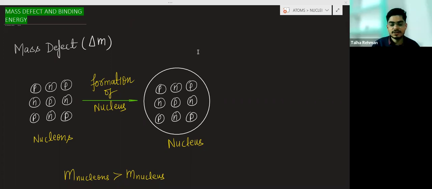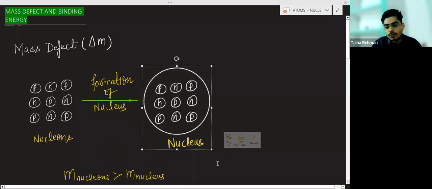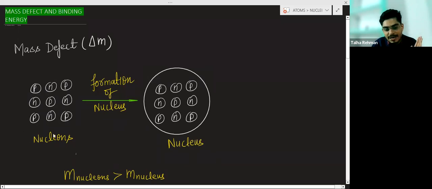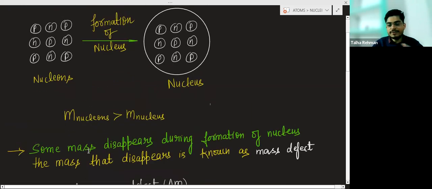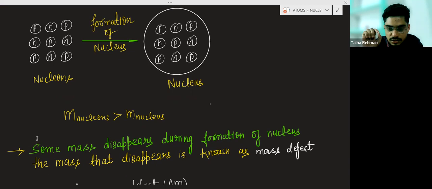So mass defect is basically this. In the formation of the nucleus, some mass disappears. That mass is known as the mass defect. And what is the value of mass defect? Because nucleons have more mass than the nucleus, to calculate the mass defect you calculate the mass of nucleons minus the mass of nucleus. So for the definition, some mass disappears during the formation of a nucleus. The mass that disappears is known as the mass defect. Now we will see what is the expression of the mass defect.